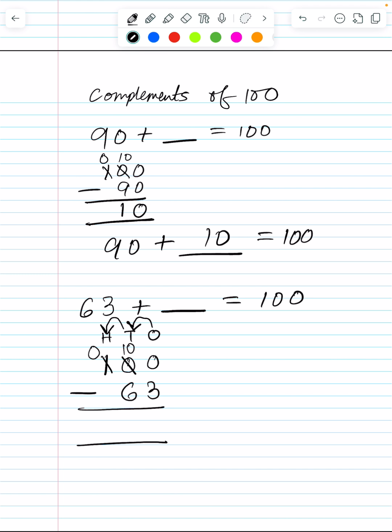Okay. Now tens column says to ones column, "I can give you a 10." And tens column changes to 9. And ones column becomes 10. Now we can do 10 minus 3 is equal to 7. We can do 9 minus 6 is equal to 3. And 0 minus 0 is equal to 0. So here dash is equal to 37. So 63 plus 37 is equal to 100.